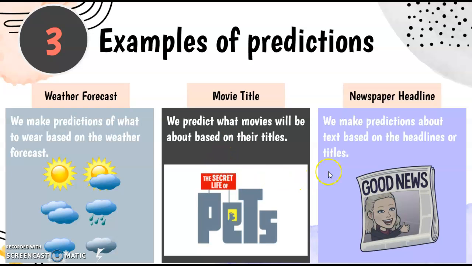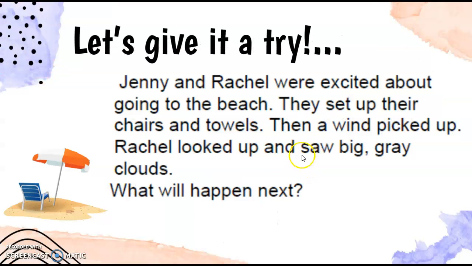Another type of prediction is a newspaper headline. Now, this might not be as familiar to you because you may not read the newspaper, but as adults, we make predictions about text based on the headlines or titles. So this gives us lots of information and news about what's going on in the world around us. It can be in the country, it can be in our state, or it can just be in our little town.